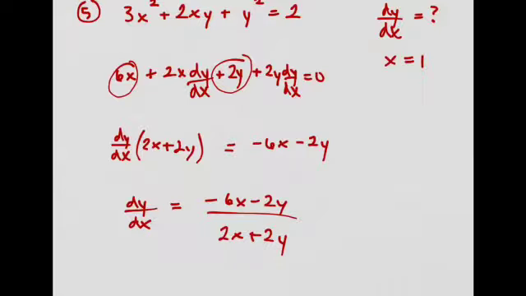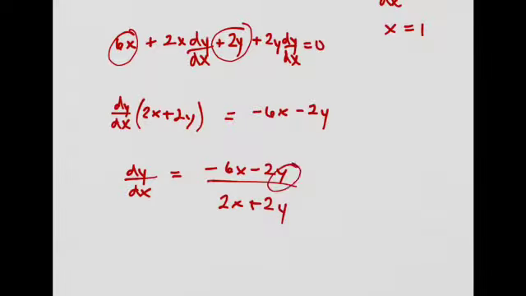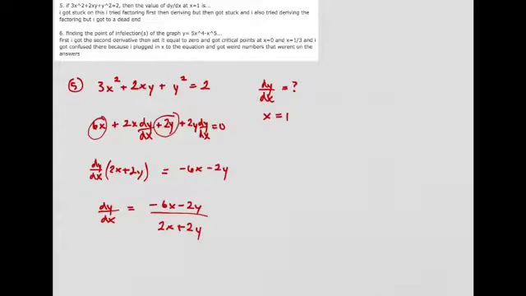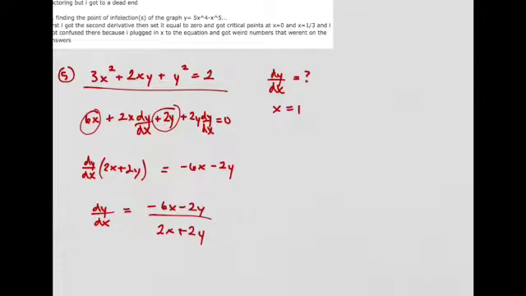And now I need to plug in x equals 1, but I also need what y is. Here I have x's, but I also have y's. So how do I get that? Well, I go to my original equation, I plug in x, and see what y is. So let's see if we can do that. If I plug in x to be 1 into the original, then I get 3 times 1 squared. So that's 3 plus 2y plus y squared equals 2.